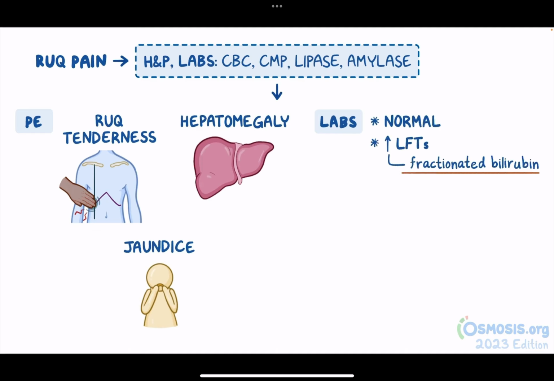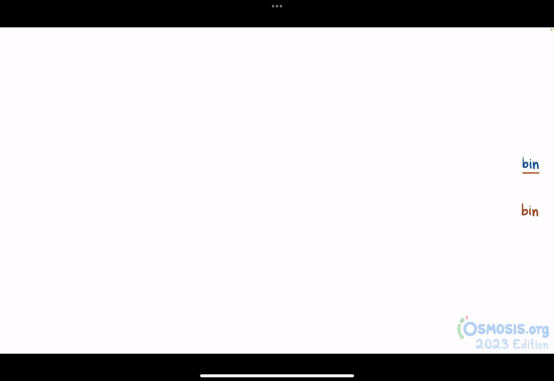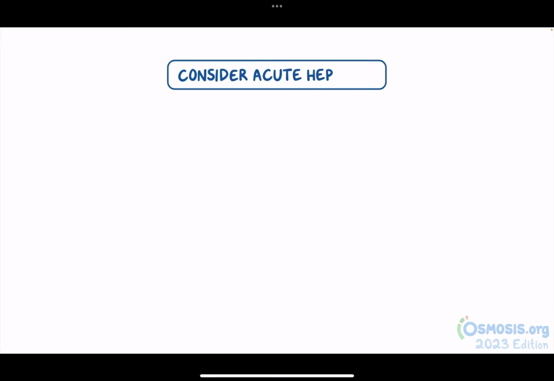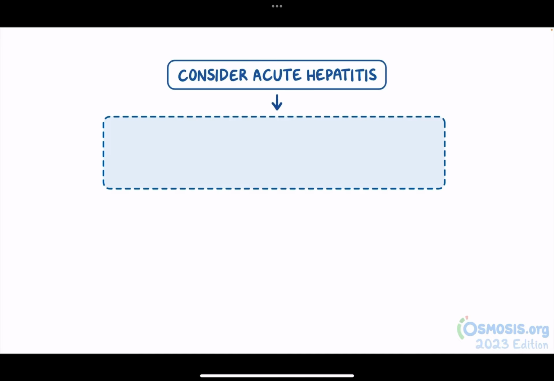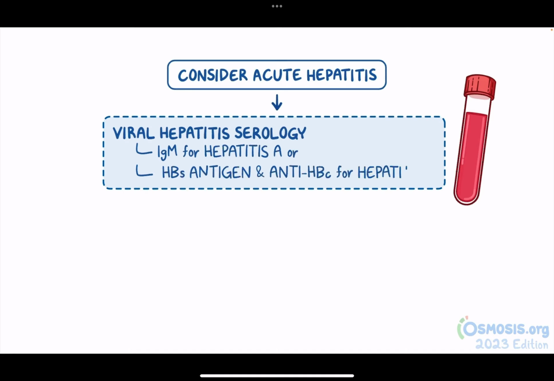Keep in mind that fractionated bilirubin is different in diseases where the liver isn't working, mainly leading to elevated indirect bilirubin, whereas diseases of the biliary system would mainly lead to elevated direct bilirubin. Now, if you see these findings, you should consider acute hepatitis. Next, order viral hepatitis serology like IgM antibodies for hepatitis A or HBs antigen and anti-HBC antibodies for hepatitis B.